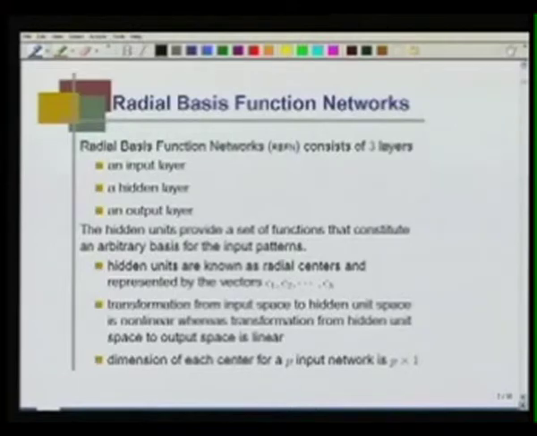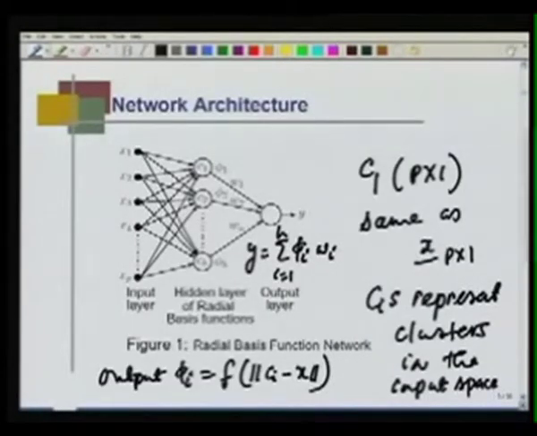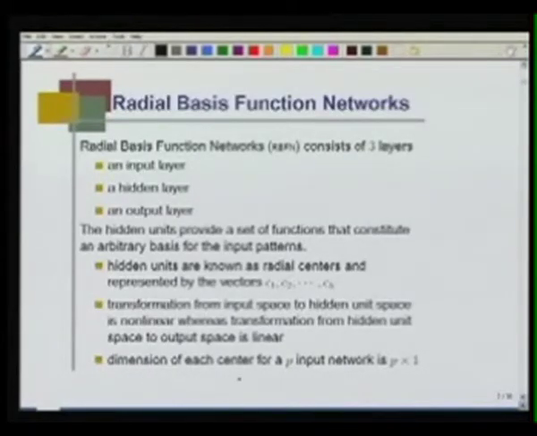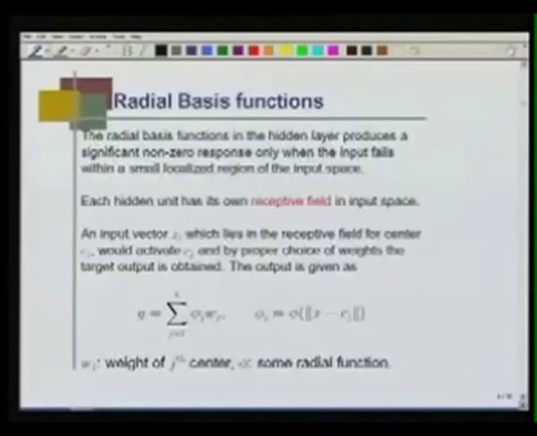Transformation from input space to hidden unit space is nonlinear, whereas the transformation from the hidden unit space to output space is linear. That is what we talked about: phi i is a nonlinear transformation of the input x. Actually, this is a function of the norm, or the Euclidean distance, between Ci and x, which we normally represent by the second norm. So phi i is a nonlinear function of x, whereas y, the output, is a linear function of phi. The dimension of each center for a p input network is p by 1, as I have already told. The radial basis functions in the hidden layer produce a significant non-zero response only when the input falls within a small localized region of the input space.